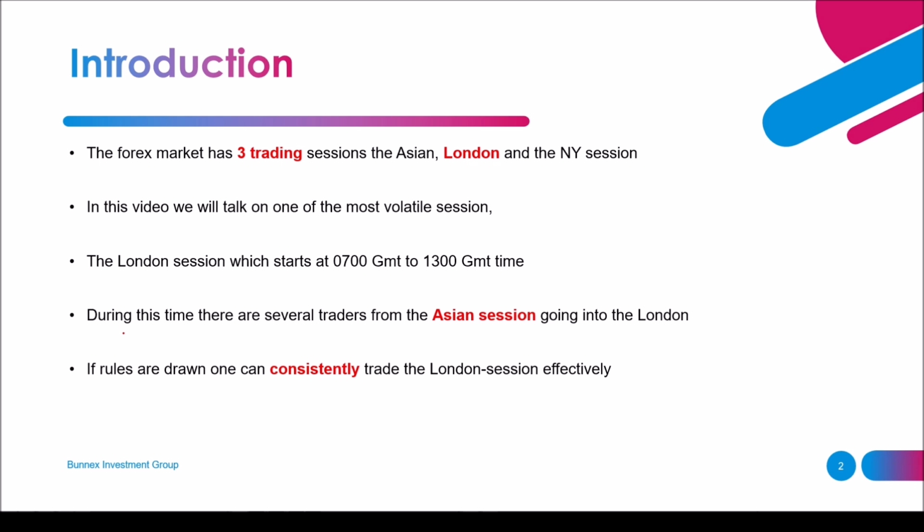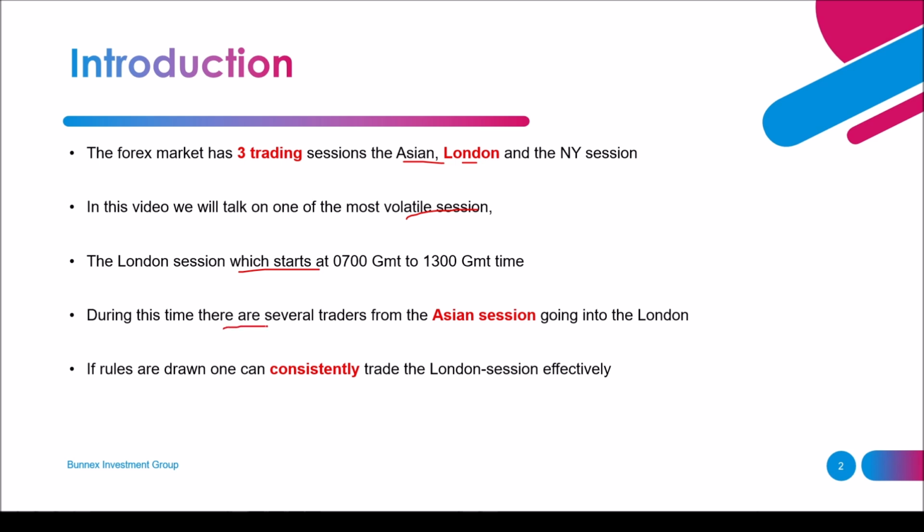In this video, we will talk about the most volatile session, which is the London session. Basically, the Forex market has three trading sessions, which are the Asian, London, and the New York session. The London session starts at 7 a.m. GMT to 1 o'clock GMT. You just need to convert these times to get the actual times of your time zone.